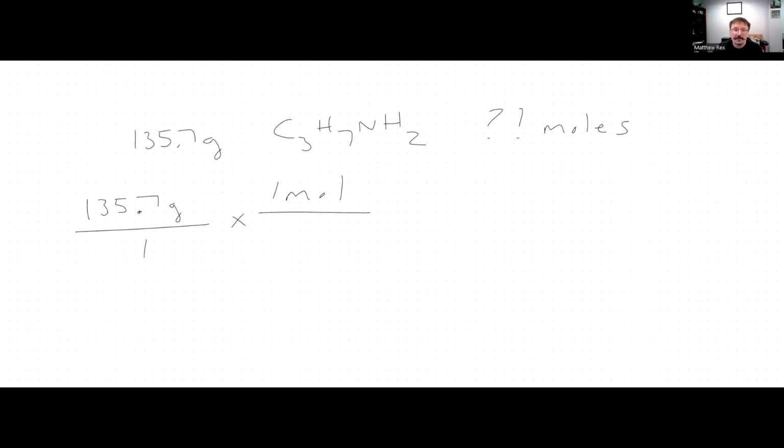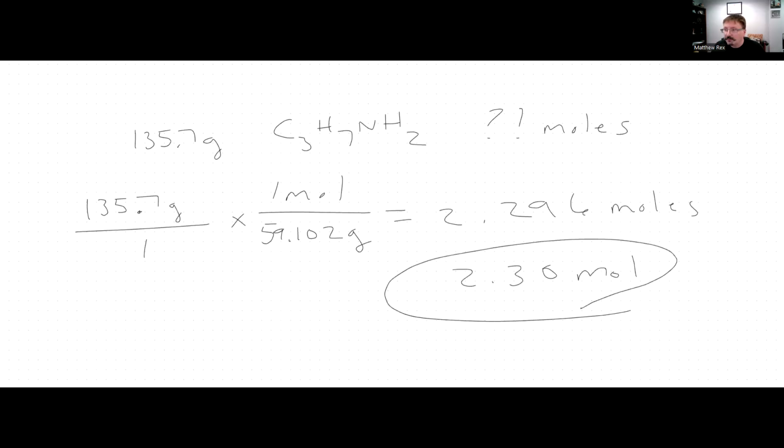So 3 carbons times 12 gives me 36. The 9 hydrogens times 1 is 9. That's 36 plus 9 is 45. The nitrogen is 14. So this is going to have a molar mass around 59, or I think what I got here is 59.102 grams. So I'm going to divide the amount I have, 135.7 grams, by the molar mass, 59.102. And in this case, I get 2.296 moles. And out of sig figs and your answer choices for version C anyway, that's what you'd have.